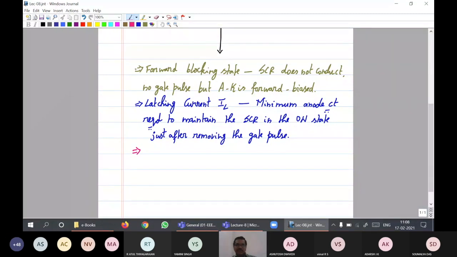Meaning, a positive gate pulse and positive anode cathode voltage will turn on the SCR, but a negative gate pulse will not turn off the SCR. We will see in a little while why the gate loses its control. But before that, I will write what holding current is. Then I will pass on to the importance of negative gate current and how that can be avoided. Holding current is the minimum anode current below which the SCR turns off.